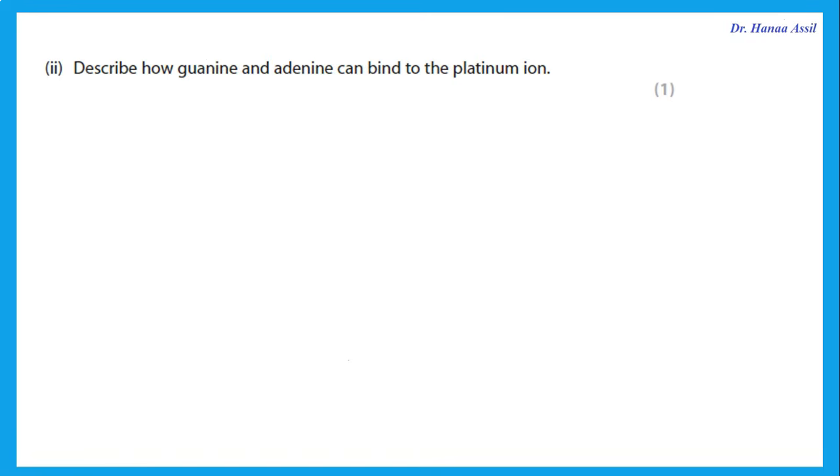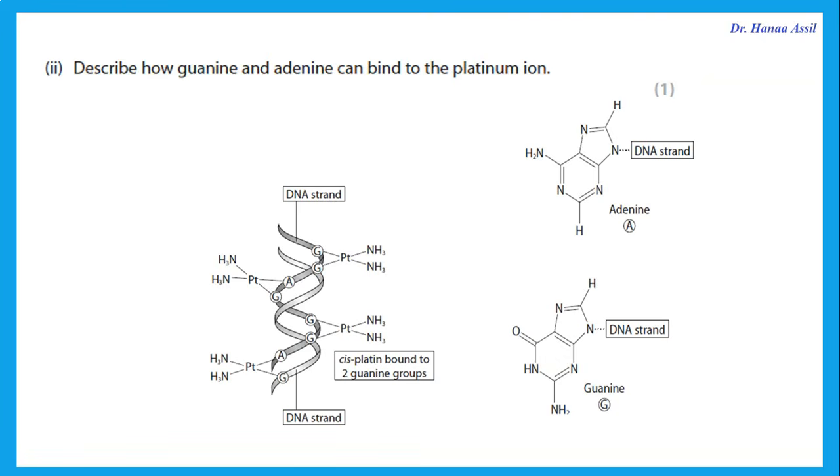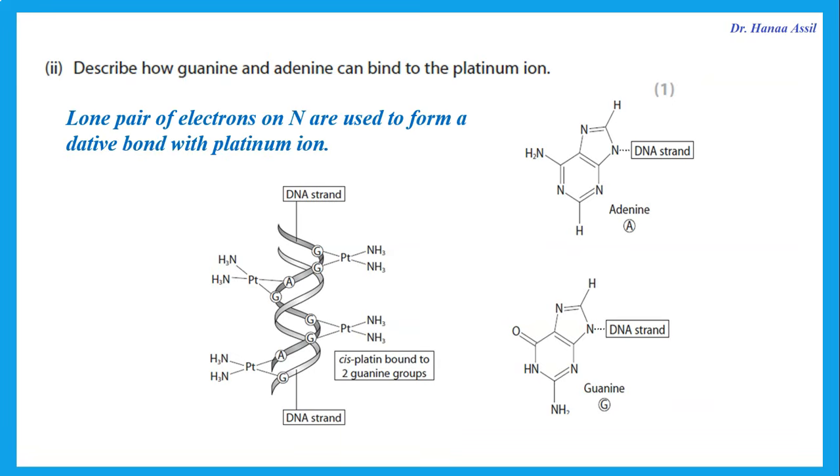displaced. Describe how guanine and adenine can bind to the platinum. If you look at guanine and adenine, these are what we call nitrogen bases. So they have nitrogen on them. And of course, in order to bind to the platinum, the lone pair of electrons on the nitrogen are used to form dative bonds with the platinum.